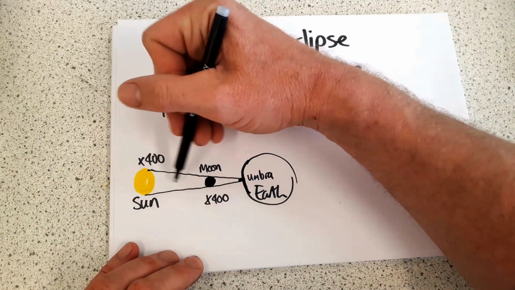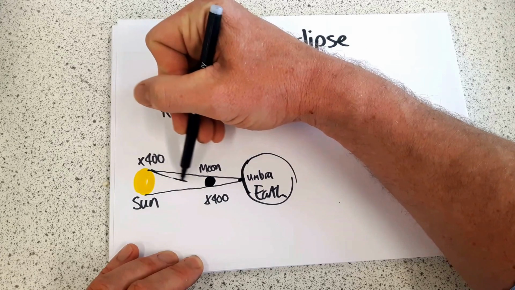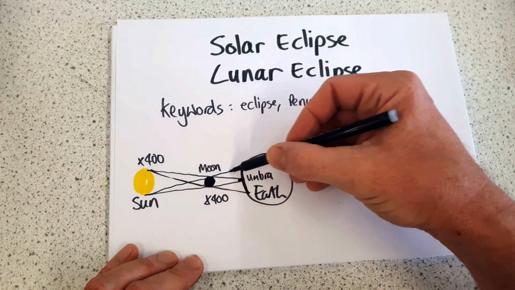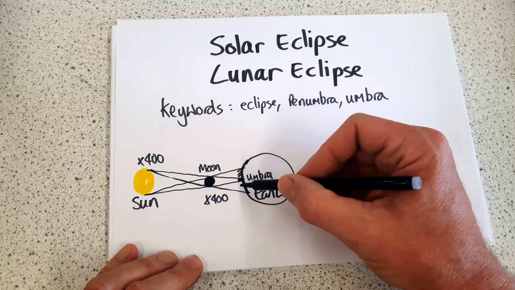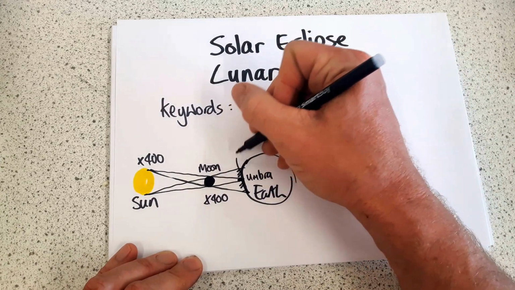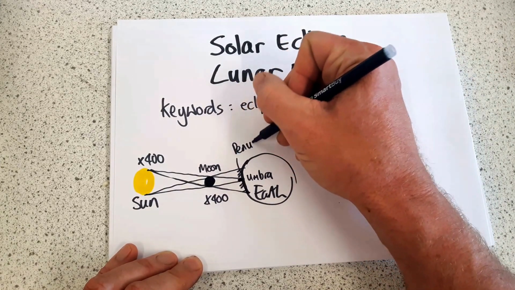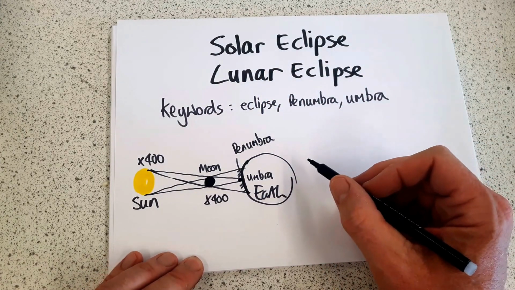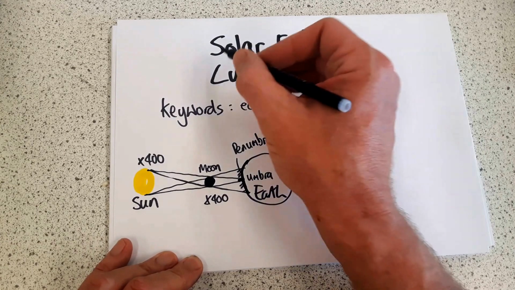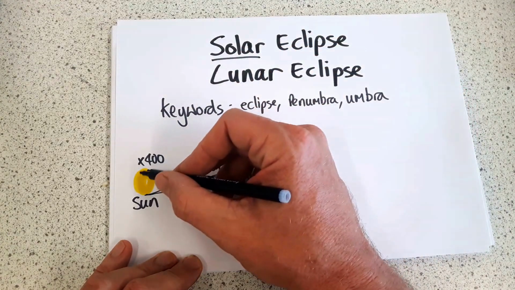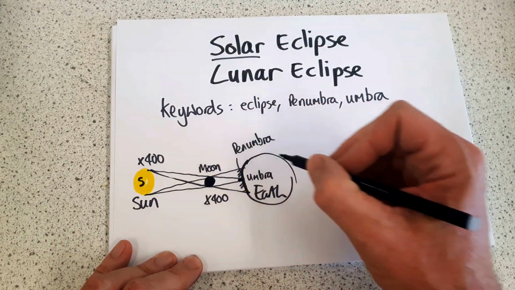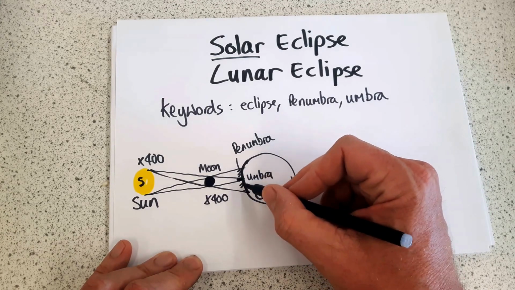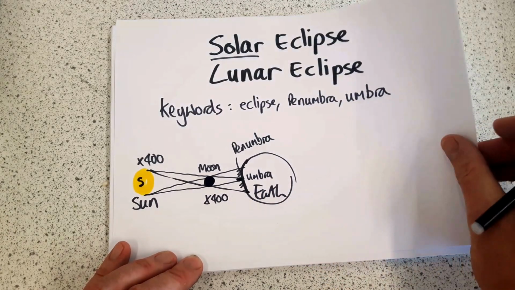sun. If we extend these lines that way and that way, these are areas of partial shadow, and they're called the penumbra. So if you stood in those parts, you will see a partial eclipse of the sun. So a solar eclipse is when the sun is blocked by the moon and the shadow cast by the moon on the Earth causes the eclipse.